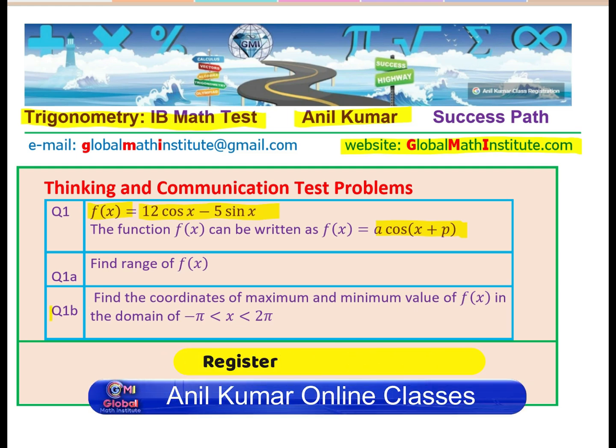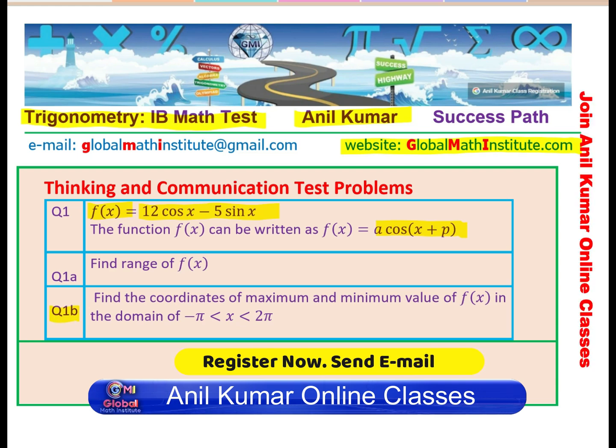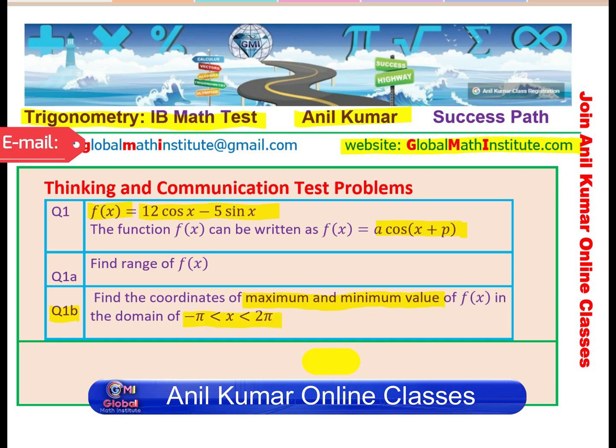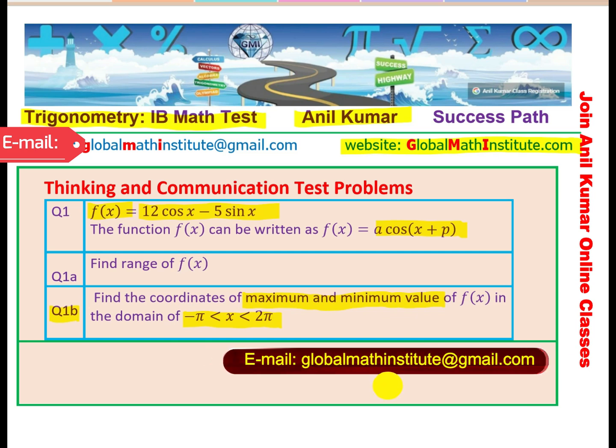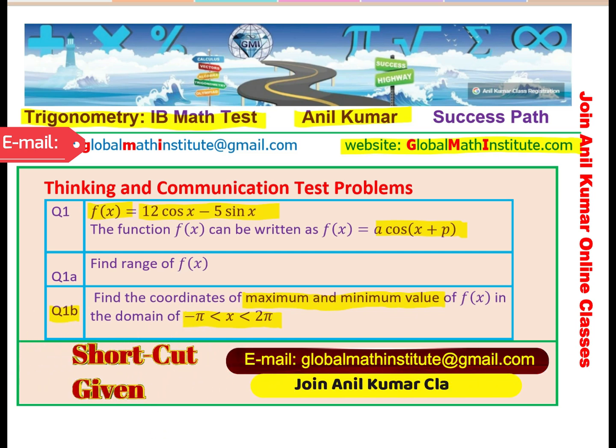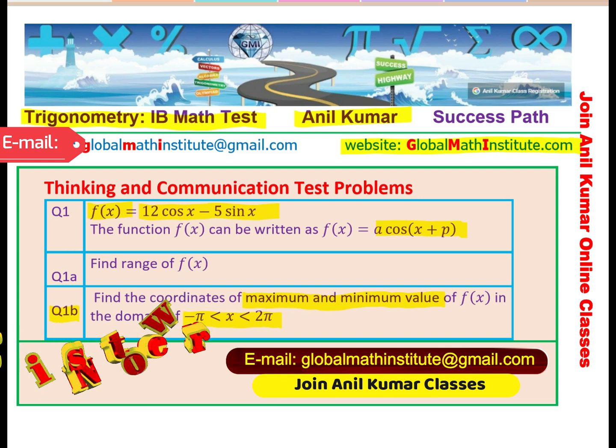And then part B is interesting. It says find coordinates of maximum and minimum values of the function in the interval minus pi to 2 pi. Extremely important question. Let us see how we do it. And at the end of the solution, I'll also give you a shortcut that will really help you to answer these questions in the minimum time.